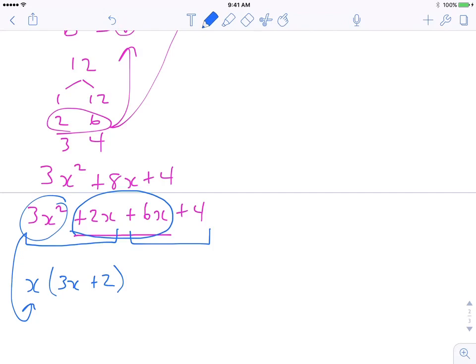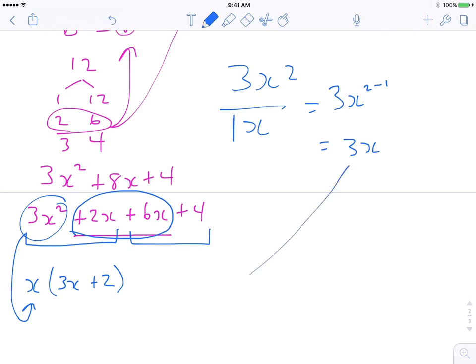That's the quotient rule, correct? So 3x squared divided by x, and then you would do 3 divided by the imaginary 1 here. 3 divided by 1 is 3, and x squared, I apologize, I think I put an exponent there and I shouldn't have. 3x squared divided by x, so 3 divided by 1 is 3, and x squared divided by x is really x. You subtract the exponents, so I'm left with 3x. And that's what I have here as my first option.